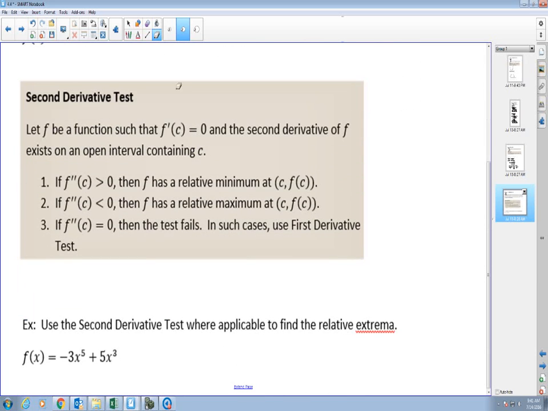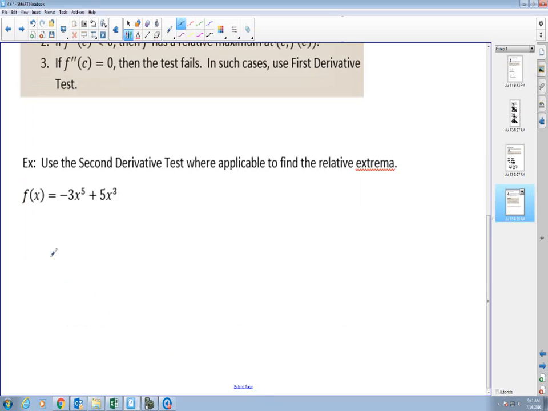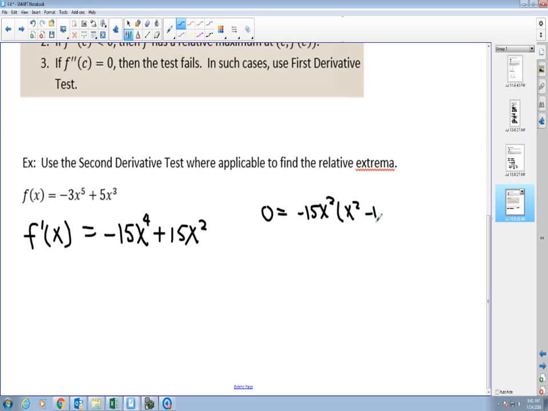We got to find this c first before I can actually use it for the second derivative test. So first things first, f prime of x. The first derivative will give me negative 15x to the fourth plus 15x squared. If I set this thing equal to 0, I'm going to go ahead and factor out my negative 15x squared, and that leaves me with x squared minus 1.